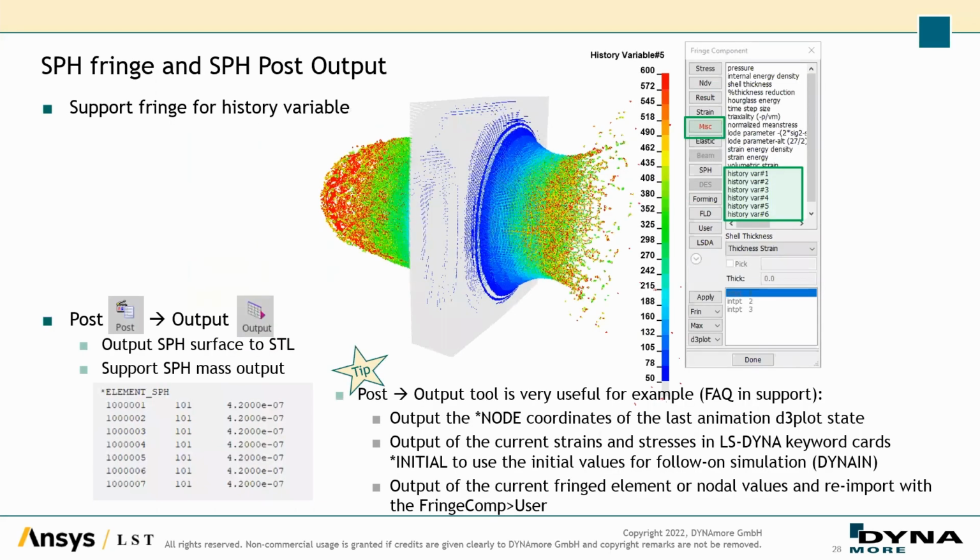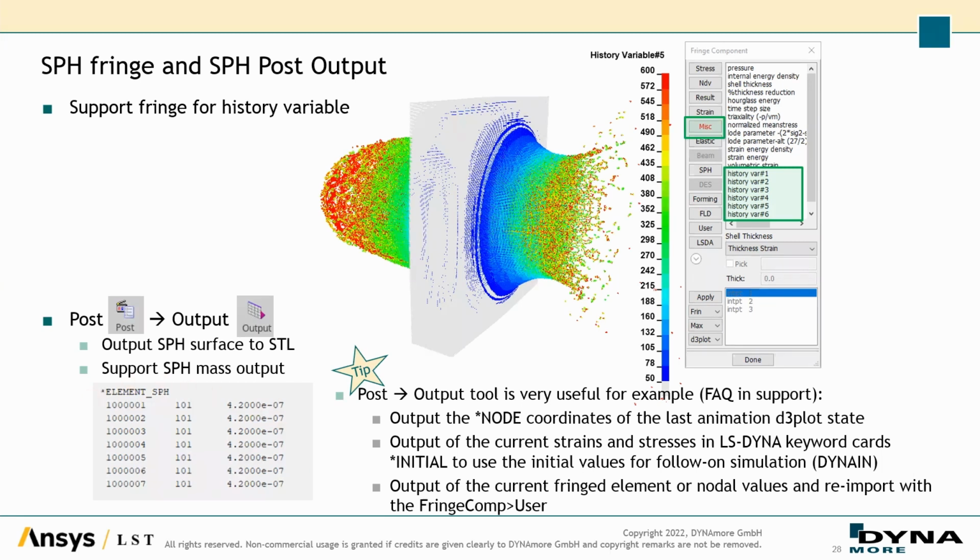Used for the SPH method of LS-DYNA, LS-PrePost supports the fringe of SPH history variables, and in the post output interface, it is possible to output SPH surface to STL format, and you can output the SPH mass in this list.